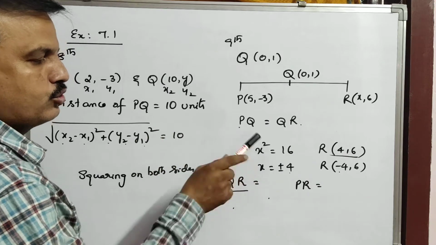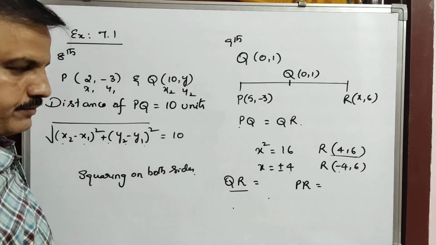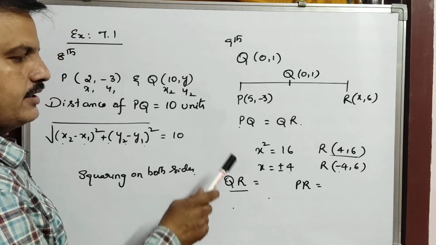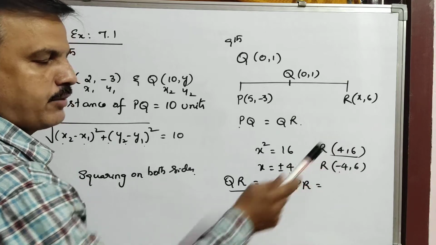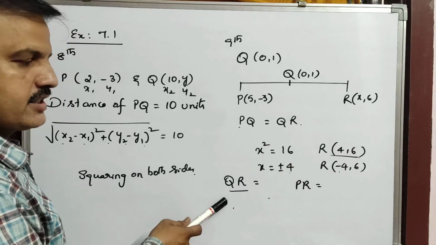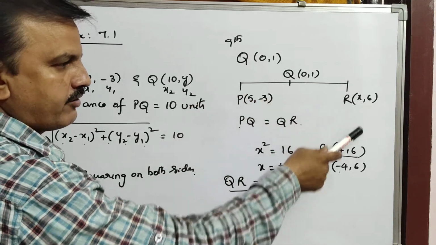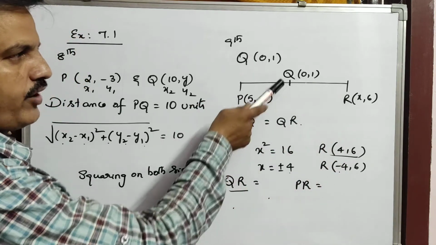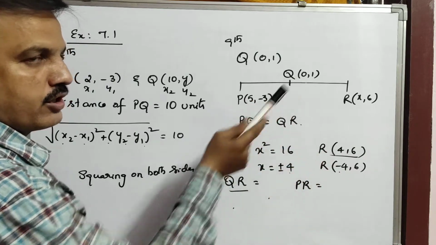I am telling you, you may get x square equal to 16, suppose. Then the x value will be plus or minus 4. Okay. Then what will happen? You will get R values 4 comma 6 and minus 4 comma 6. Now we ask finally again the distance of QR. That means Q is 0 comma 1 and R is now 4 comma 6. After getting the x value, substitute here. Distance of QR you have to find.